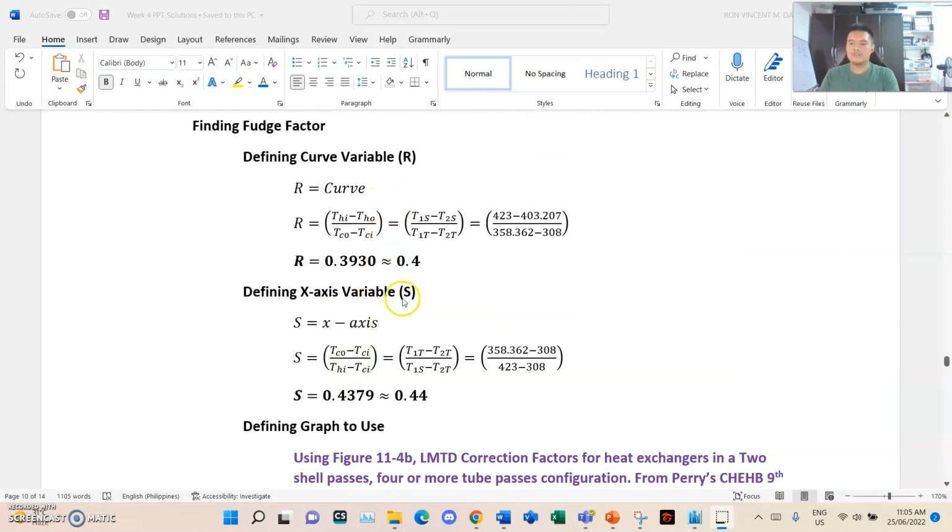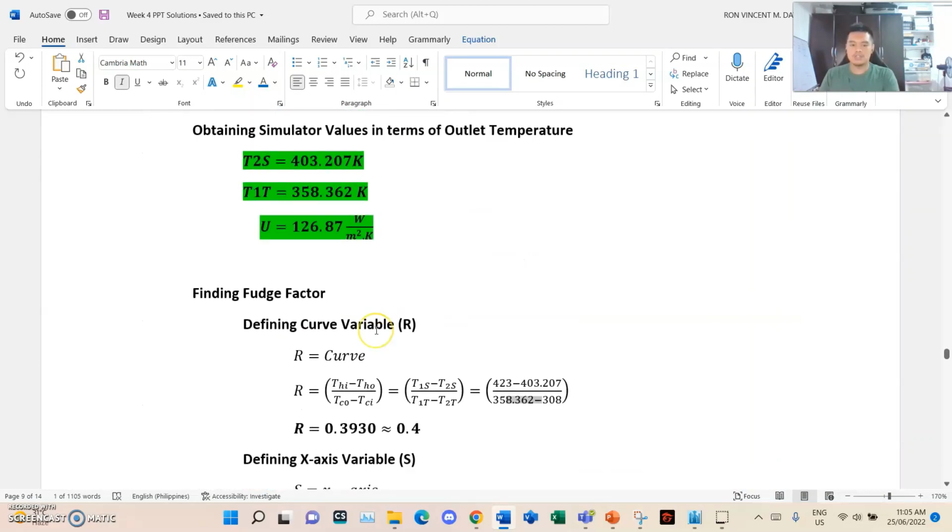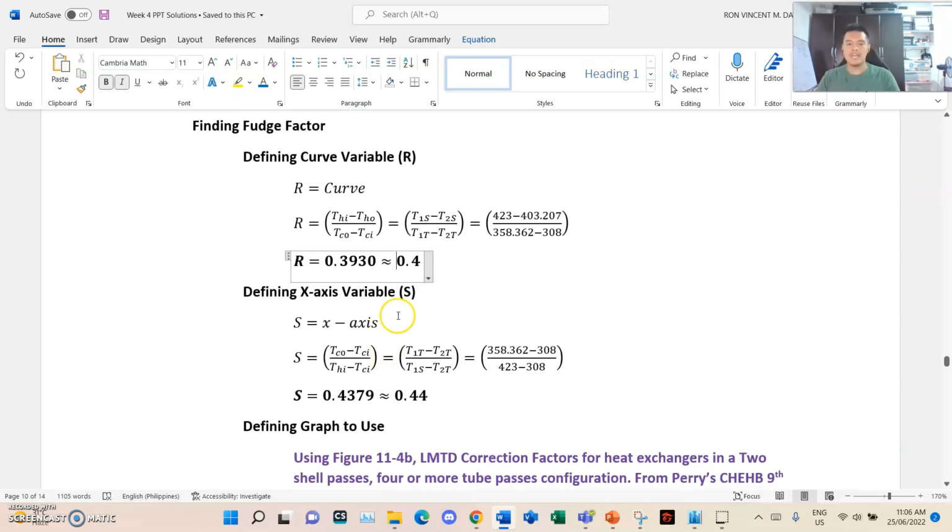So how do we find the curve? The curve is simply the hot inlet minus the hot outlet over the cold outlet minus the cold inlet. So doing a temperature ratio, substituting the values given and also from the simulator, I would be able to know the curve, which is 0.3930, or will approximate to 0.4 for ease in graph identification. Next, the x-axis variable has this formula: the cold outlet minus cold inlet over the hot inlet minus the cold inlet. So the cold fluid temperature difference over the maximum temperature difference. Doing so, substituting the needed values, I would find that the x-axis variable, or S, is 0.4379 or 0.44 for approximation.